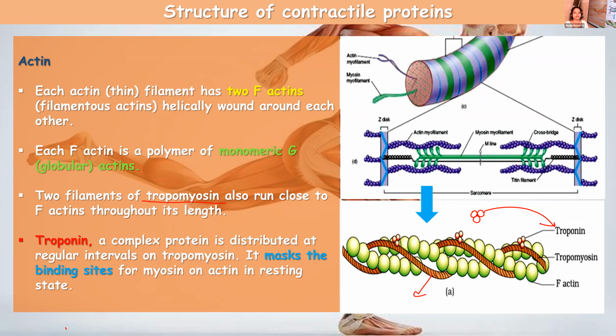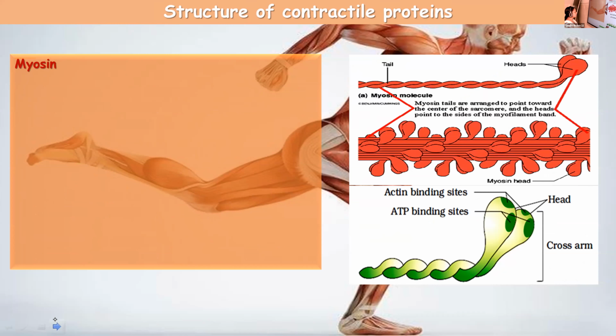So under normal conditions, when the muscle fiber or the myofibril is in the relaxed state, these binding sites will be kept covered. And these binding sites are specific, and myosin can get attached to actin only at these particular sites. Any doubts? Children, any doubt? No. Okay, next we are going to learn about myosin.